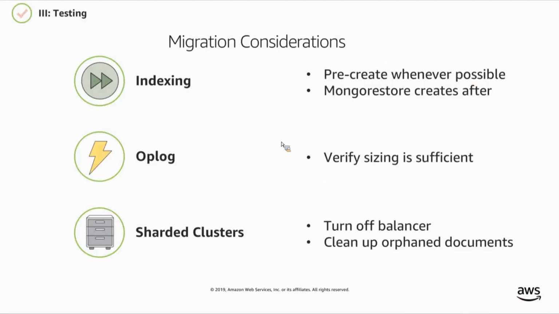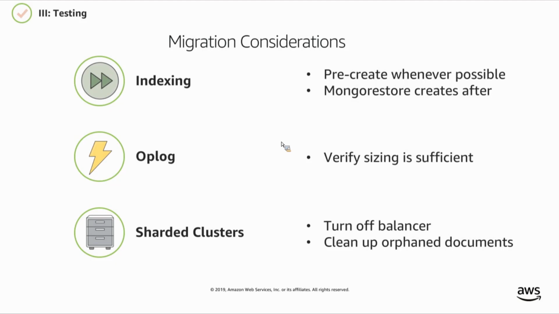So when we're thinking about that testing phase and getting ready to actually migrate, vetting our choices and understanding what we're going to do, there are some considerations we want to think about, especially depending on the type of migration source. As I've said before, we always want to create indexes ahead of time whenever possible. Mongo Restore creates them after and doesn't give you the option to do it before, which is why we built the index tool. You will see a pretty significant difference in index build times if you create them ahead of time as opposed to after the fact.